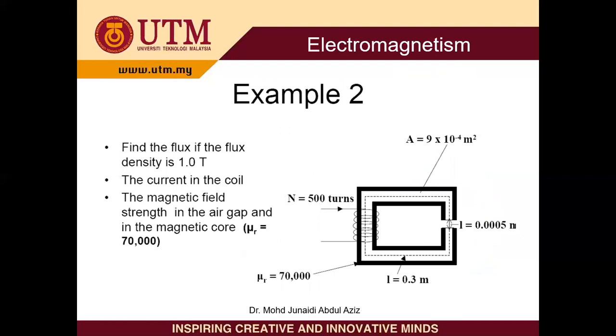This is the second example. Find the flux if the flux density is 1 Tesla, and then the current in the coil and the magnetic field strength in the air gap and in the magnetic core. As you can see here, the circuit is a series circuit with two different reluctances. So I can write it down like this: the reluctance of the core and the air gap, and then this is the Ni. We need to find the flux, but B is also given, which is 1 Tesla.